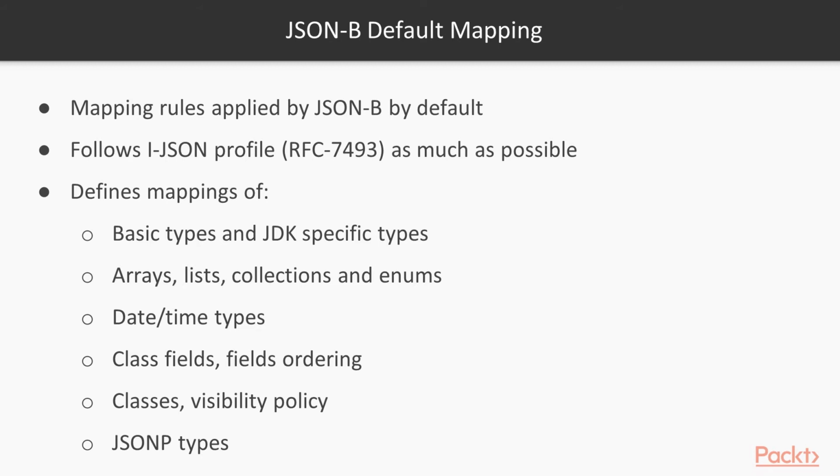Default mapping defines mappings of basic types and JDK specific types, arrays, lists, collections and enumerations, date-time types, java.util and java.time packages, JSON-P types, classes and class fields. It also specifies default field ordering and field visibility policy. I'll cover all these rules in the next videos. Now let's switch to our sample application and talk about the JSON-B engine and how to create it with default settings.